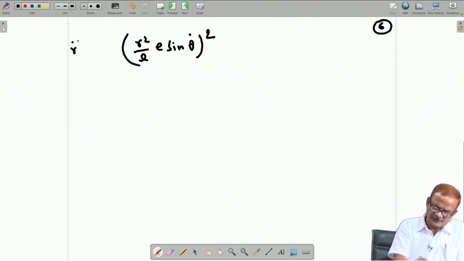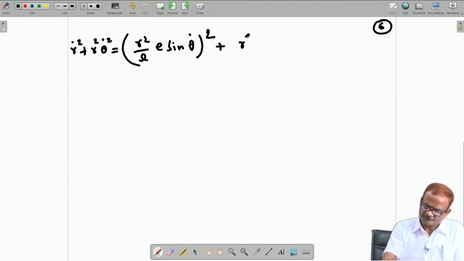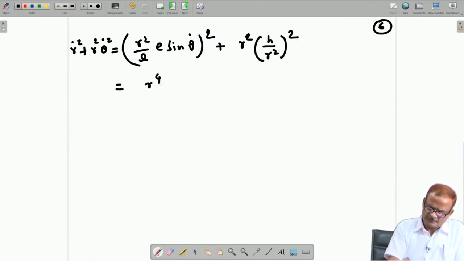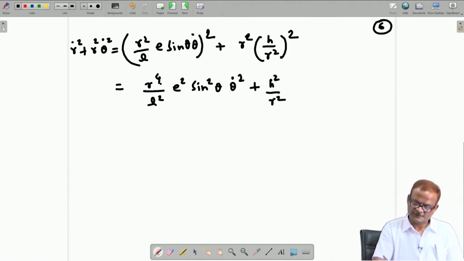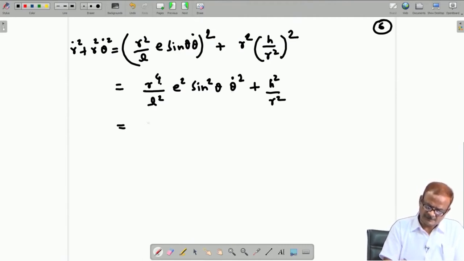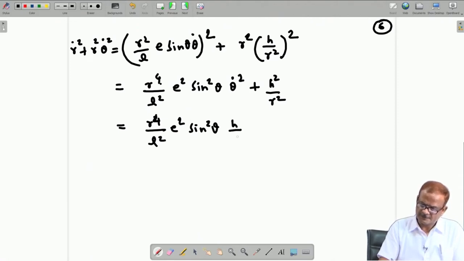This is whole square, this is R dot square, plus R square theta dot square, plus R square times theta dot, where theta dot is H by R square, so this whole square. Sin theta times theta dot. H square by R square. Here theta dot also we need to eliminate, R to the power 4, theta dot is H by R square.